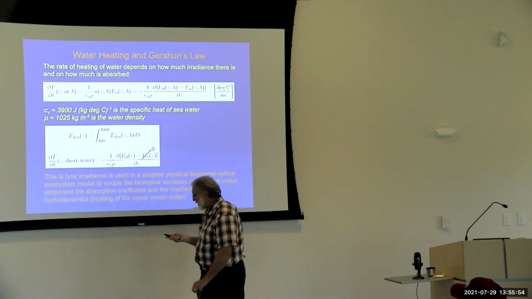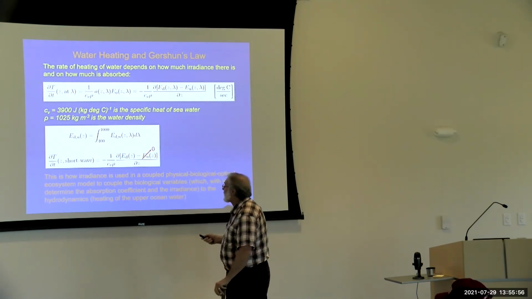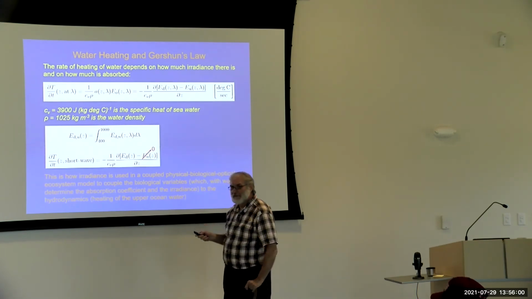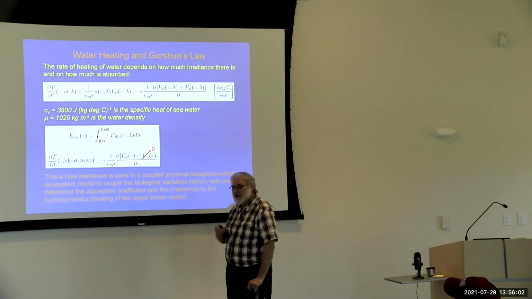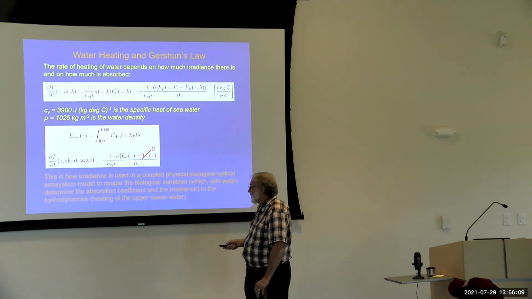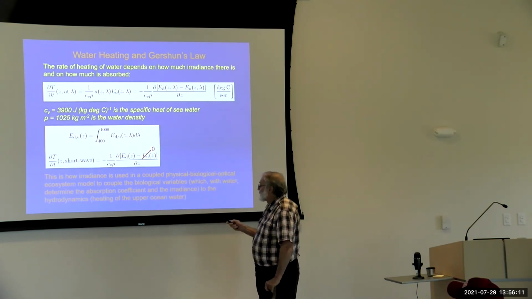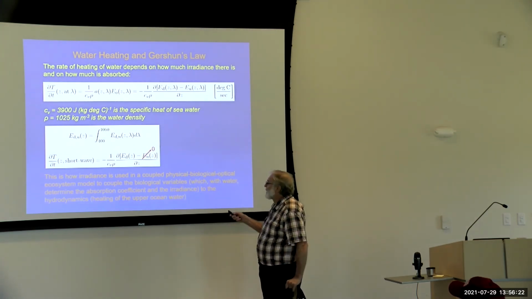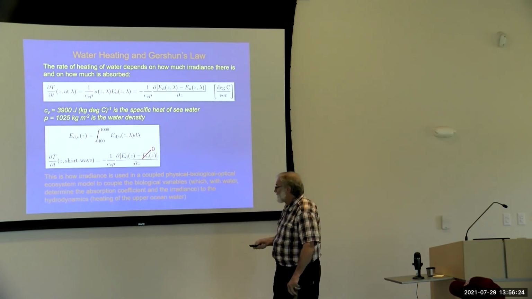So Gershun's Law is the basis of all of the heating of water and everything else that goes on inside coupled ocean ecosystem models where you have physics and biology. And then, of course, this is one wavelength. So what people do is they integrate from 400 to 1,000 nanometers, and that world calls that the short wave radiation. Long wave radiation means longer than 1,000 nanometers.